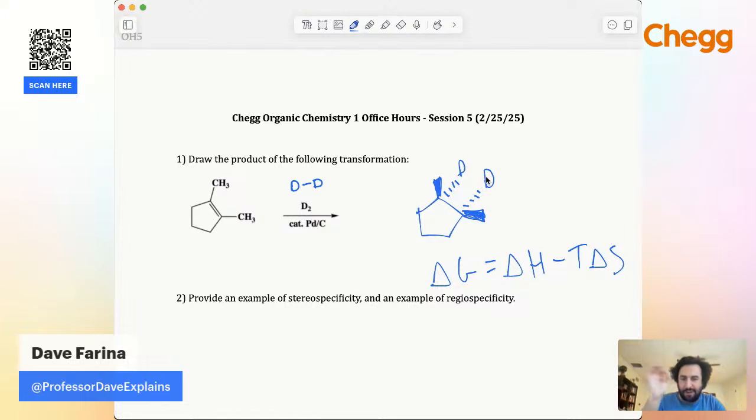So there's a little bit of spatial reasoning. You kind of have to be able to visualize that. This is not flat. We use wedges and dashes to depict a three-dimensional molecule on a two-dimensional surface. So over time, that becomes intuitive. When I look at this, I see the 3D, and that just takes some practice.